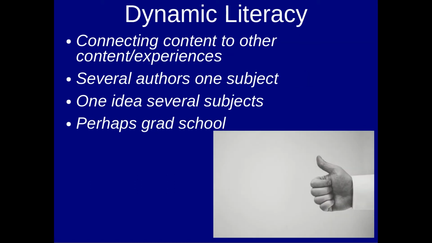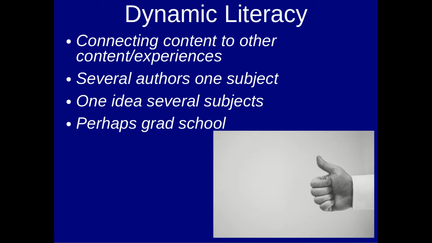Now, the final level is what we call dynamic literacy, and this is where they're connecting the content to other content they've read or experienced. For example, students might read several different authors on one subject. So they might read about justice, and different authors share their perspectives and views on justice. The students compare and contrast and evaluate, and they connect. They find out what this author says, how it's in common with that author, etc. This is much deeper than just reading one book on justice and trying to wrestle with what that one author said about the subject.